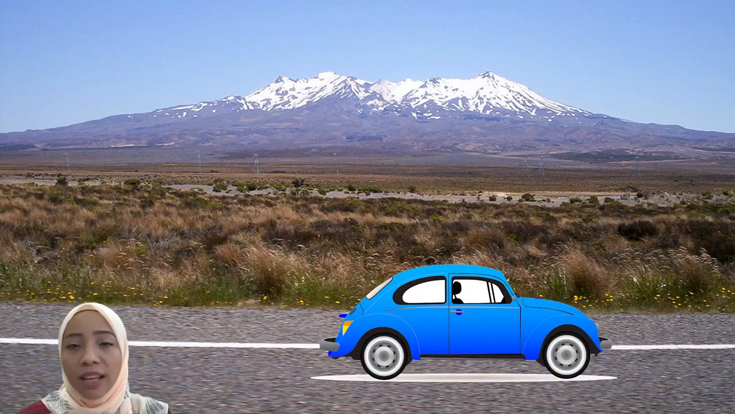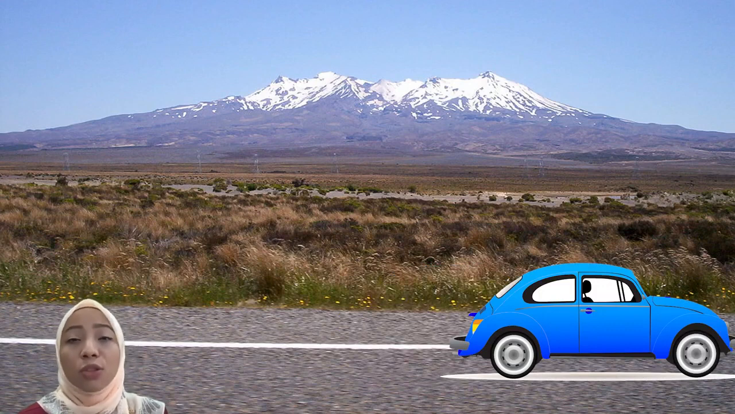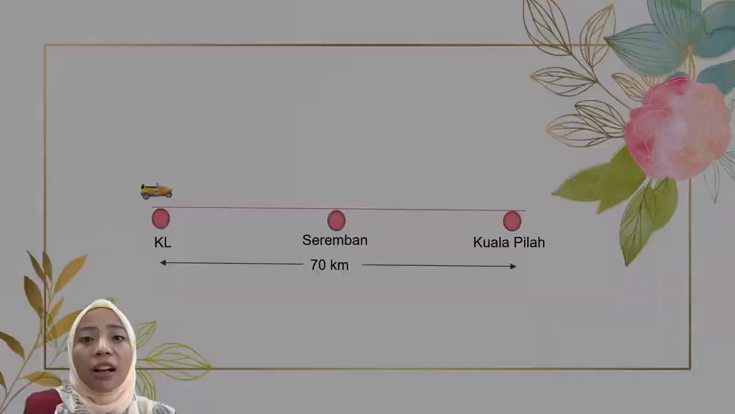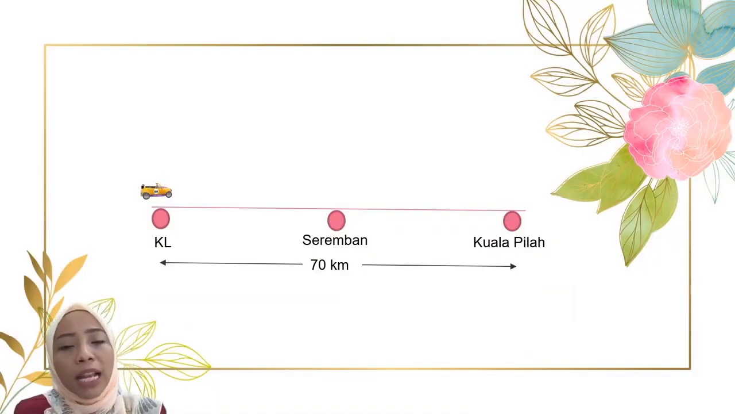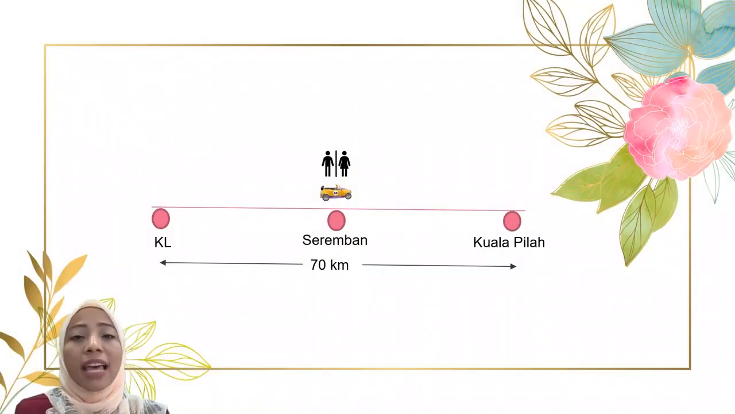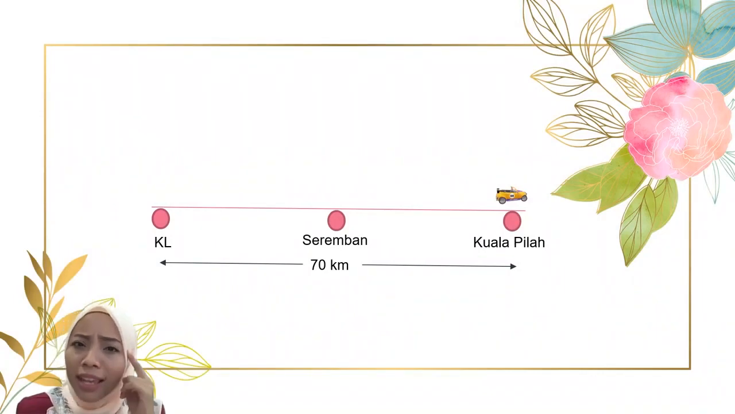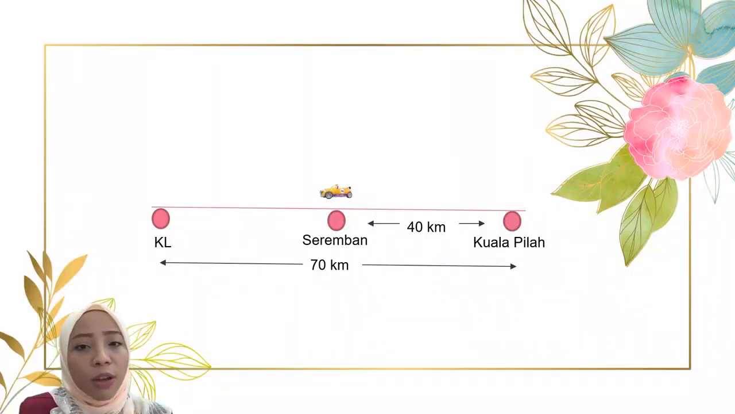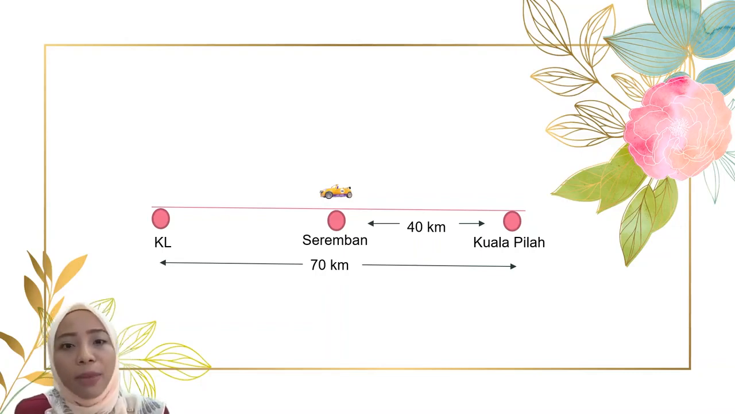What is magnitude? Magnitude is basically amount, strength or length, as opposed to direction in vectors. For example, Sarah drove her car from Kuala Lumpur to Kuala Pilah, a distance of 70 km. While driving, she stopped at RNR Seremban and accidentally left her purse. As soon as she arrived in Kuala Pilah, only then did she remember her purse was left at the toilet. Then she rushed back to RNR Seremban and found her wallet.